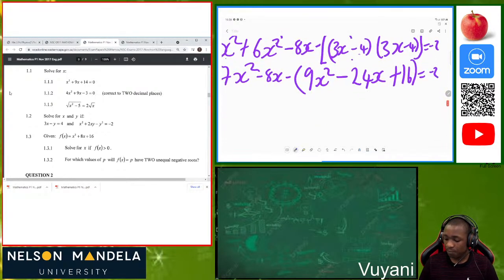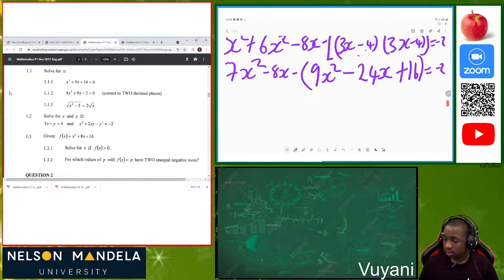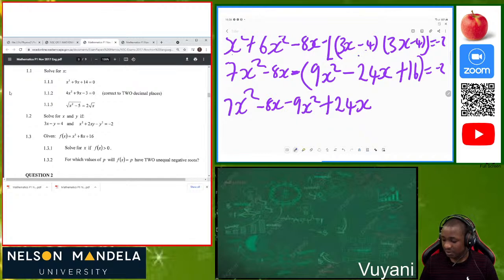Now, come on, let's go. 7x squared minus 8x. So this negative sign is multiplying the entire bracket. Okay, so negative times positive 9x squared is going to be negative 9x squared. Then this negative times negative 24x, you're going to have positive 24x. Then this negative times positive 16, you're going to have negative 16. Then we transpose this negative 2 to this side, then it's going to be positive 2 is equal to 0.